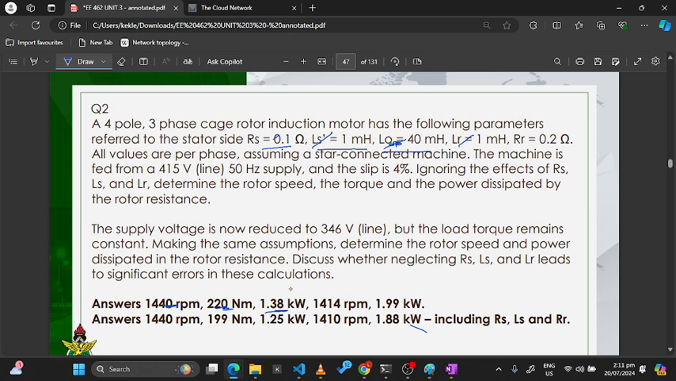Now the question says the supply voltage is now reduced to 346 line voltage, but the load torque remains constant, making the same assumptions. That's ignoring whatever we ignored here. Determine the rotor speed and the power dissipated in the rotor resistance. So we are now going to determine the speed. Okay, so the only thing that has changed here is what? The line voltage, right?